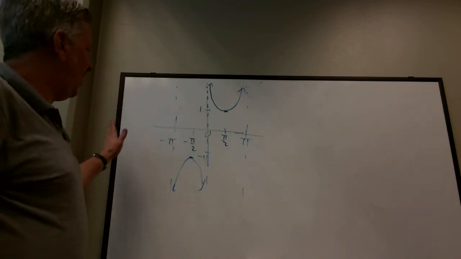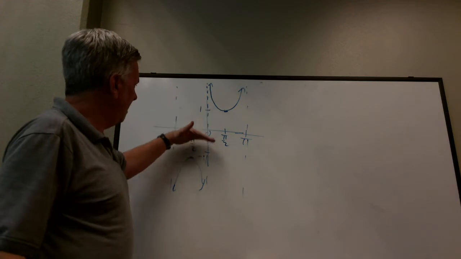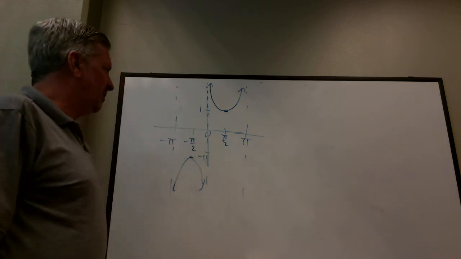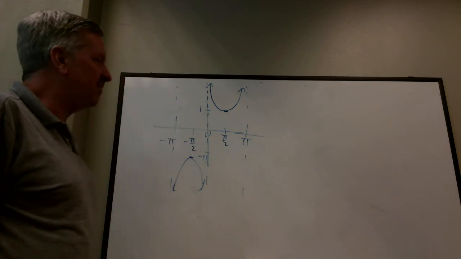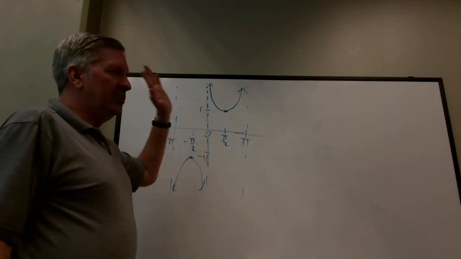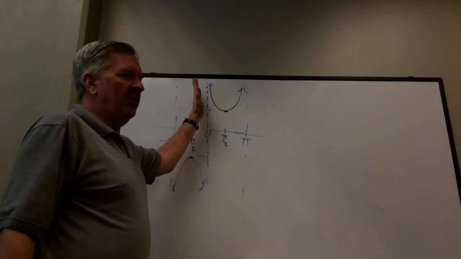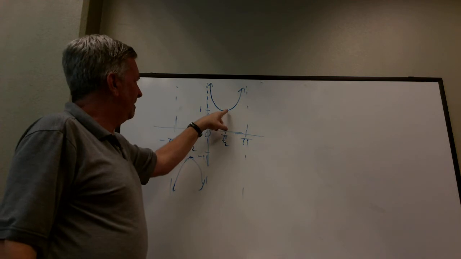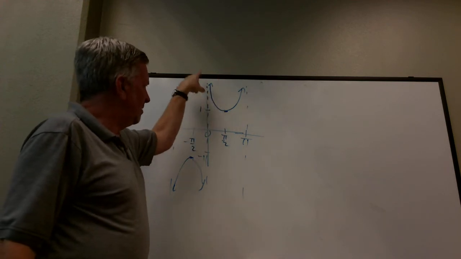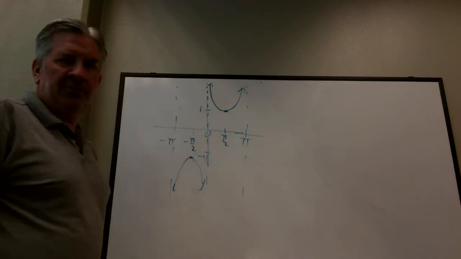Okay, so every pi over 2, something important happens. -1 and 1 are your cutoff values for your cups, the bottoms of the cups and the tops of the cups. The cosecant graph has a vertical asymptote on the y-axis, and when you go to the right, it's the up cup. Okay, so there's your cosecant graph.